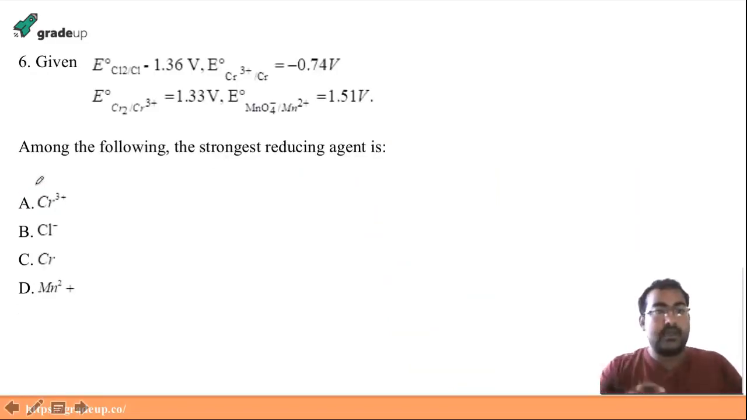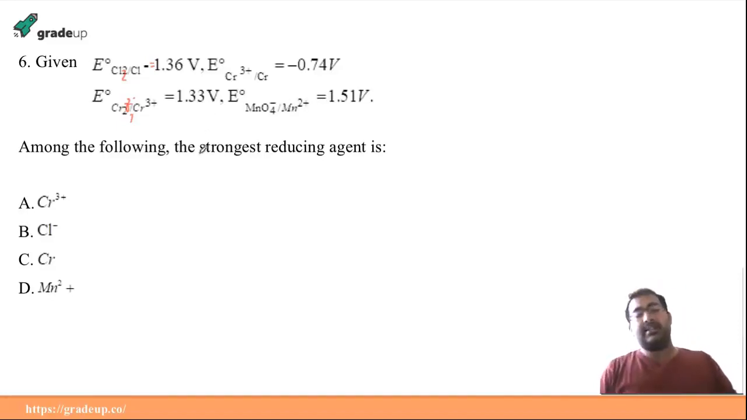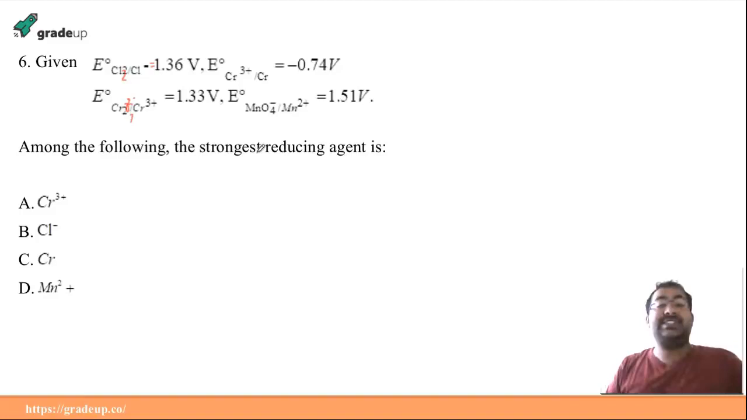Alright. Okay. Given Cl2 to Cl negative, so let me just correct it. Cl2 to Cl negative is equal to 1.36 volt. Cr3 plus to Cr is minus 0.74. Cr2O7 2 negative to Cr3 plus is this much, and MnO4 negative to Mn2 plus is this much. So among the following, the strongest reducing agent is.